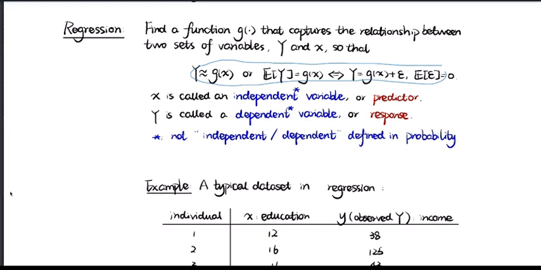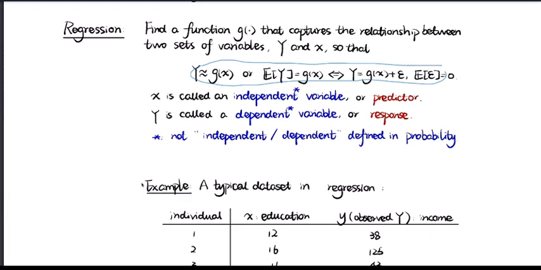The y here is going to be called the response variable. We also call it the dependent variable. The x will be called the independent variable. We also call them predictors. We also call them explanatory variables.